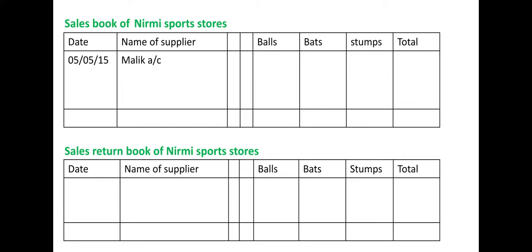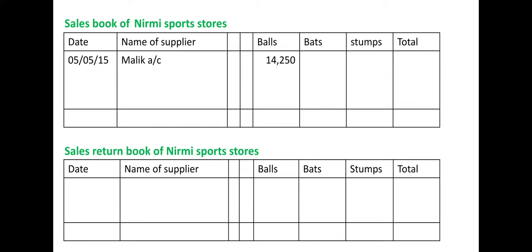Now what are we selling to him? We are selling balls, 60 balls at the rate of 250, bats 30 at the rate of 1000, and stumps 10 pairs at the rate of 500. And student, 5% trade discount is applicable on all of them. Let's start with balls first. Total amount of balls is 15,000, but there is 5% discount, student. So 15,000 minus 750 will give you 14,250.